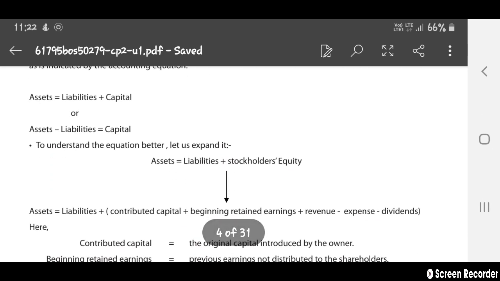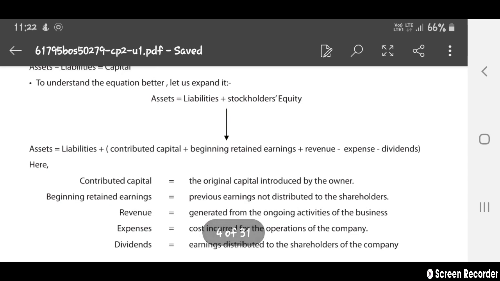It will be assets is equal to liability plus capital, or capital is equal to assets minus liabilities, like this formula. To understand this equation better, let us expand it and know more about it. Assets equals liability plus stockholders' equity. It has contributed capital, beginning retained earnings, plus revenue minus expenses minus dividends. This has more information also.